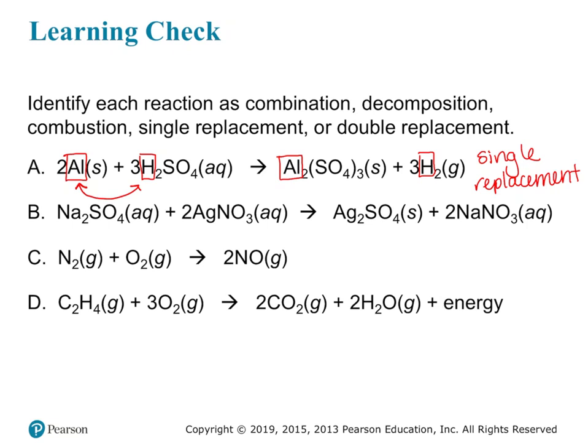What about B? We have Na2SO4, which is called sodium sulfate, and AgNO3, which is silver nitrate, and they're reacting to produce Ag2SO4, which is silver sulfate, and NaNO3, which is sodium nitrate. What does this most resemble?